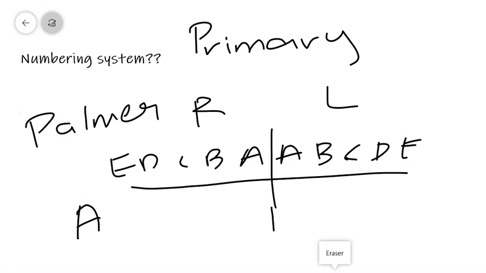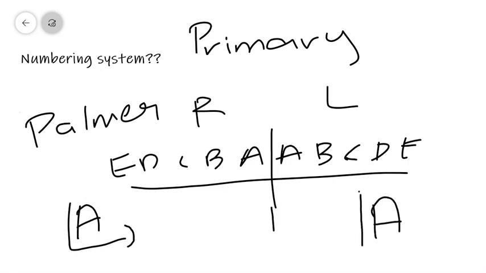And now, if you want to represent the left side maxillary incisor, you will simply put a line like this. This means the tooth is of the left side, and if this line is present below the letter, this means the tooth is of the maxillary side. Okay, and if I want to do the same thing for the mandibular teeth, I'll simply write A like this. Now note, if this line is present above the letter, it definitely means that the tooth belongs to the mandibular teeth. This is how you can remember the Palmer numbering system.